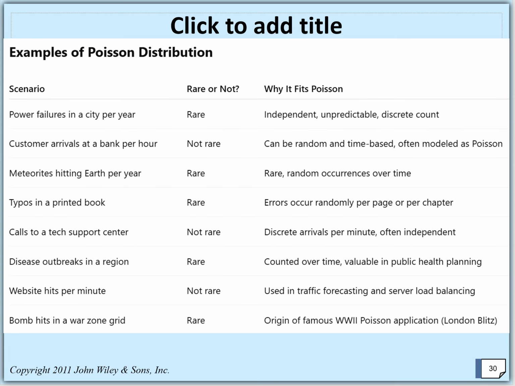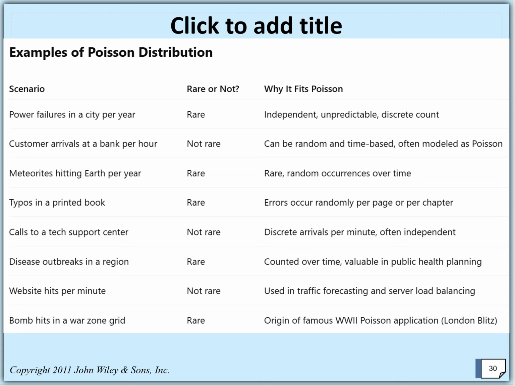So where is it used? Power failures in a city per year. You can't predict a power failure. You can't ask a city to do 10 power failures. You just study it per year. Independent, unpredictable, discrete, and very rare events.